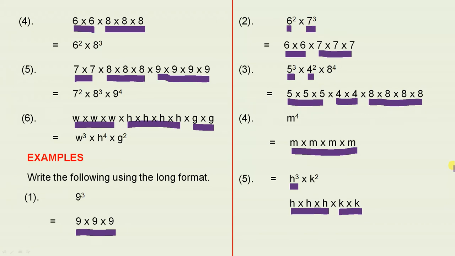So this video has introduced us to the idea of index notation, where we have a base firstly, and then we have an index, a power or an exponent. And the index, power or exponent tells you how many times the base is multiplied by itself. Once you remember that, this is a very, very straightforward idea.